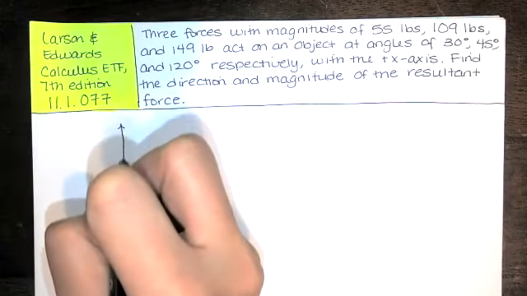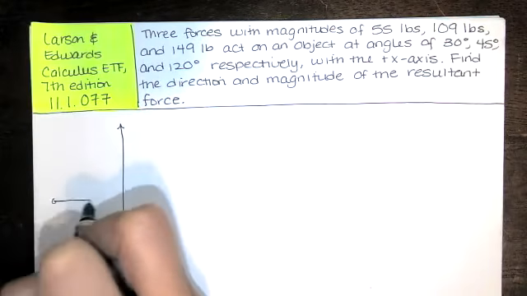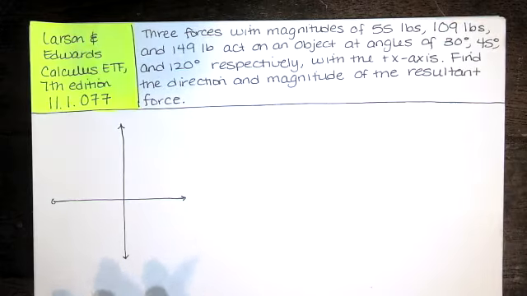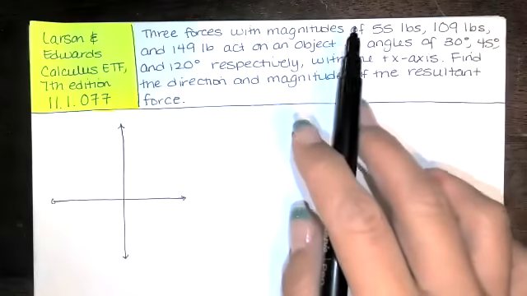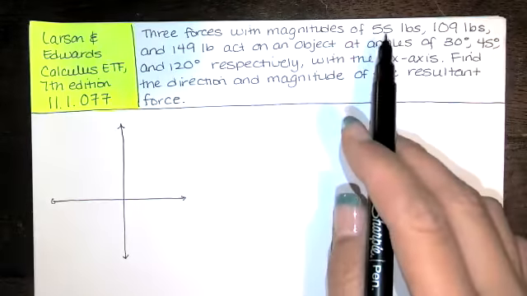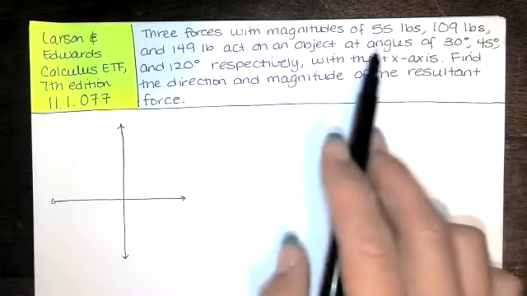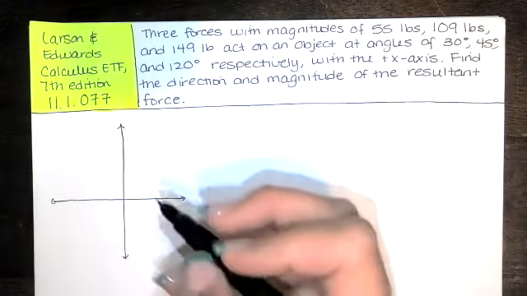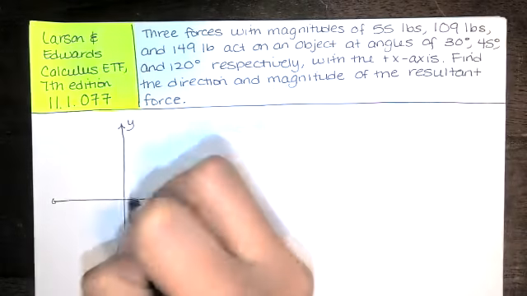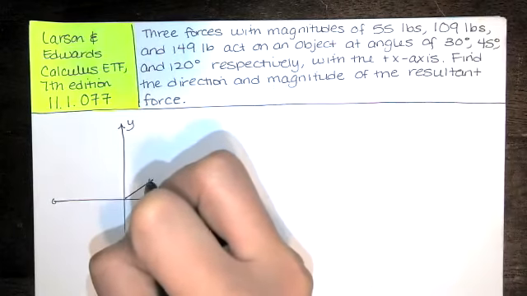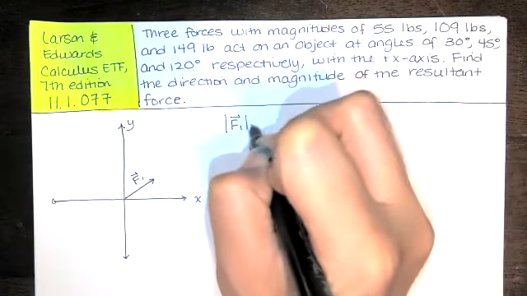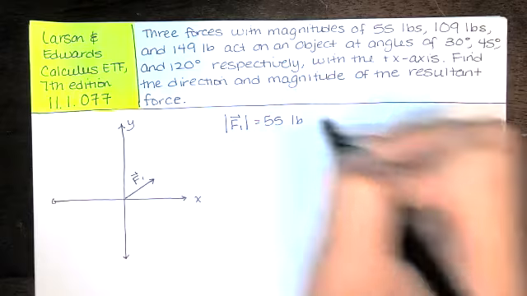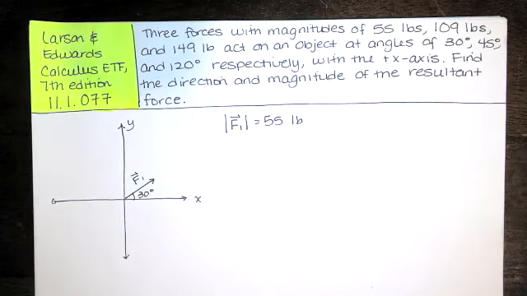So the first thing that I would suggest we do is just sketch these forces and imagine that the object that these forces are acting on is just sitting here at the origin. So I've got one force with a magnitude of 55 pounds, and that is at an angle of 30 degrees with the positive x-axis. So I will draw a little force vector here, and I'll say that that's F1, and we know that the magnitude of that is 55 pounds, and that angle there is 30 degrees.